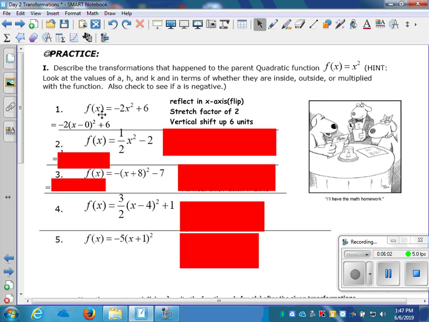Go ahead and try to do 2 through 5 on your own. Pause the video, and when you finish, unpause and check your answers.